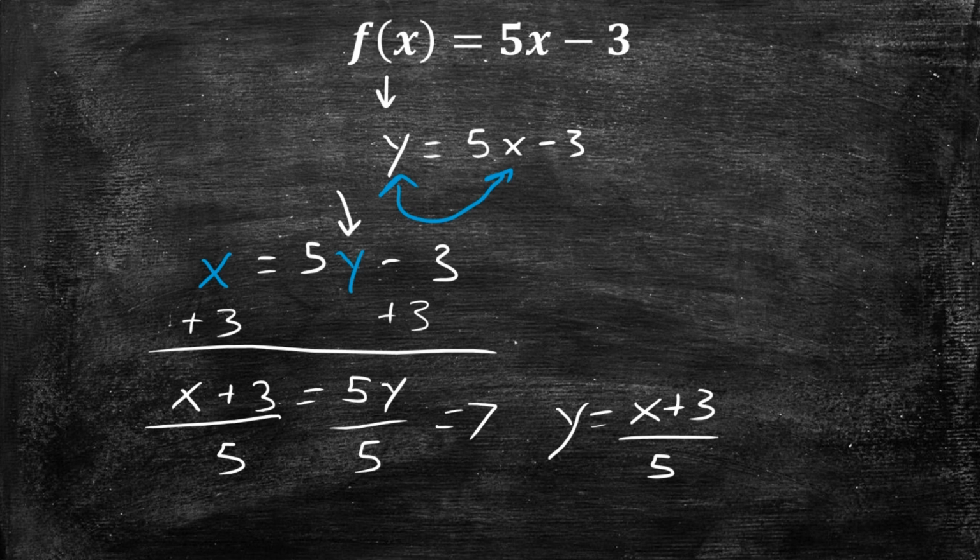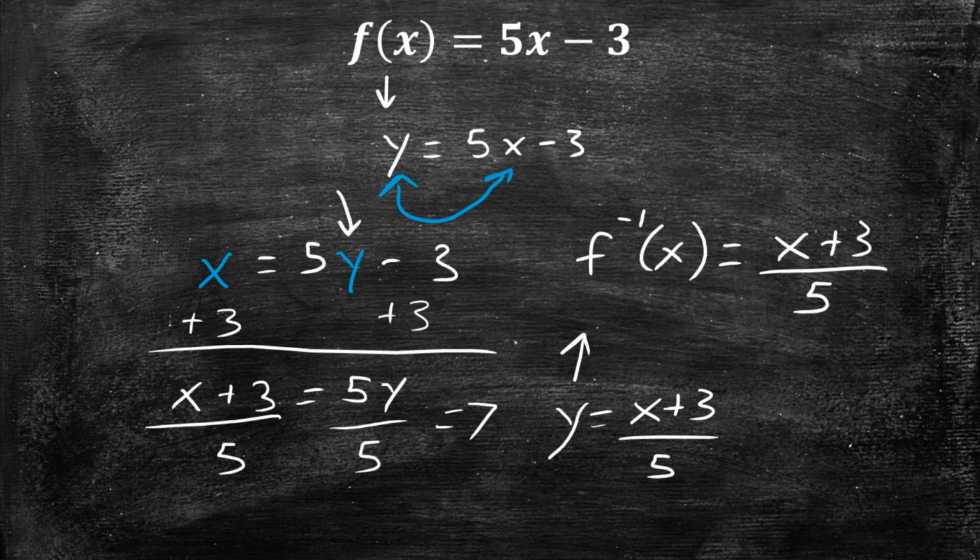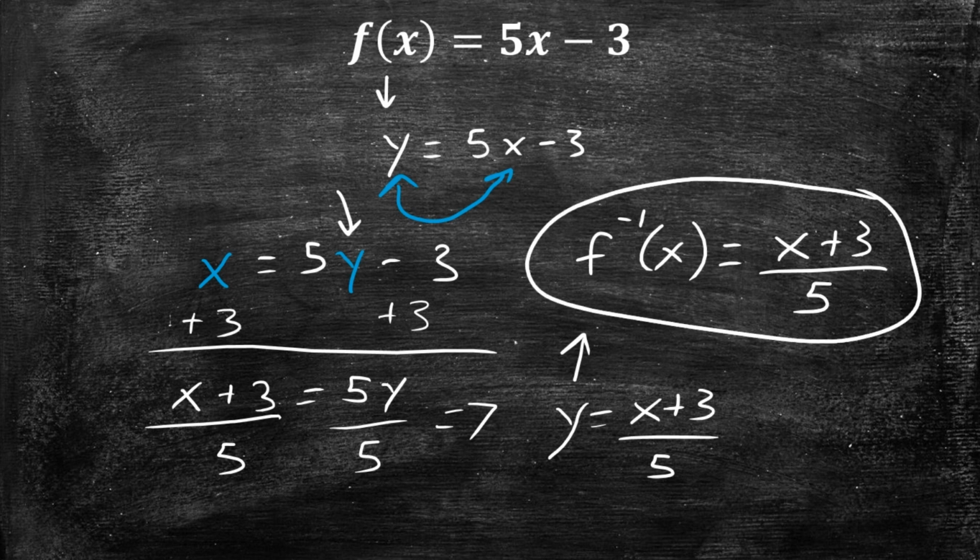Now, there's only one more step you have to do from here, and that's just rewriting it in the way they want it. So this y is actually going to be f to the negative 1 of x, which denotes the inverse, is equal to x plus 3 over 5. And that is going to be your final answer.